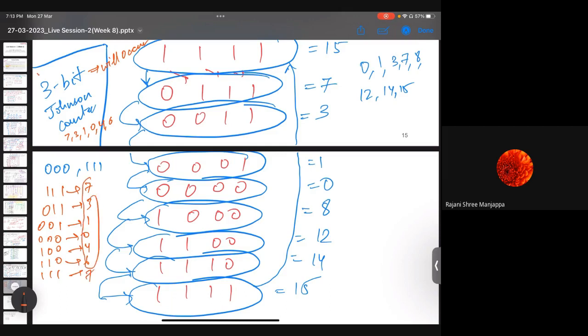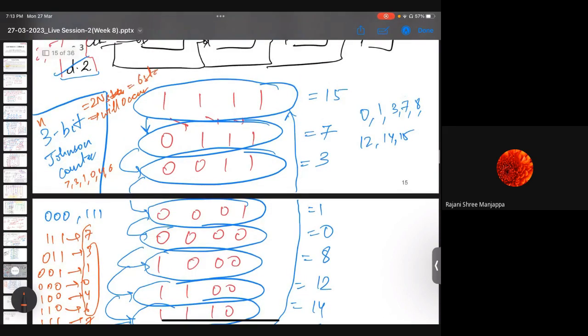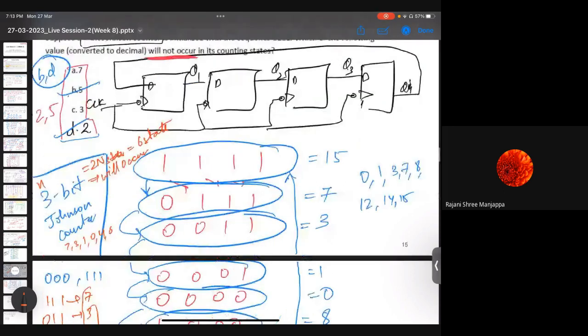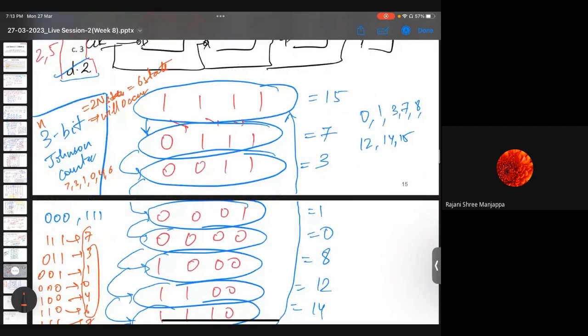I've already told you for an n-bit Johnson counter, we have 2n states. So we will have 6 states. And we don't have 2 and 5 for the same question. Is it fine with everyone? Please do respond if it is fine.